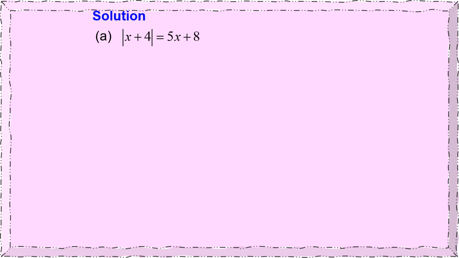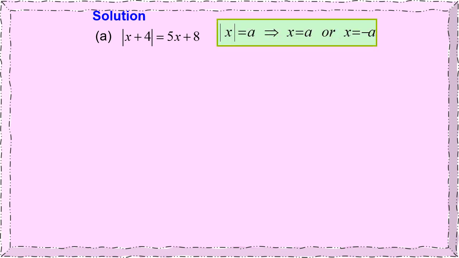So we use the definition of absolute equation. We will write down the one inside the bracket on the left hand side as it is, so it will be x plus 4 on the left hand side equal to 5x plus 8, or everything on the right hand side will be negative. So or x plus 4 equal to a negative of 5x plus 8. Now we just have to let x be the subject to solve the linear equation.